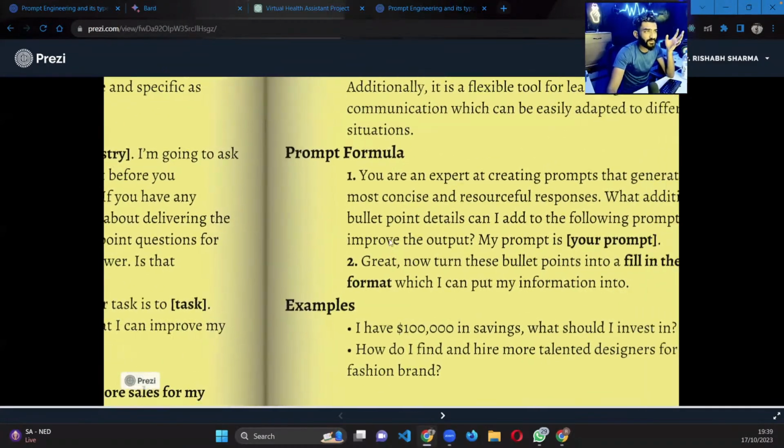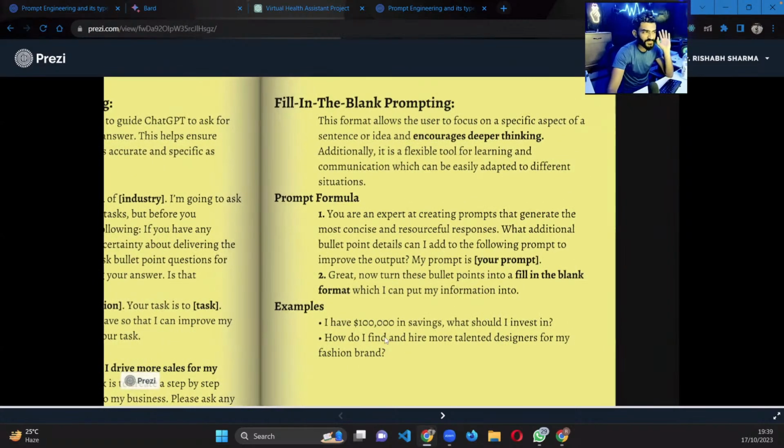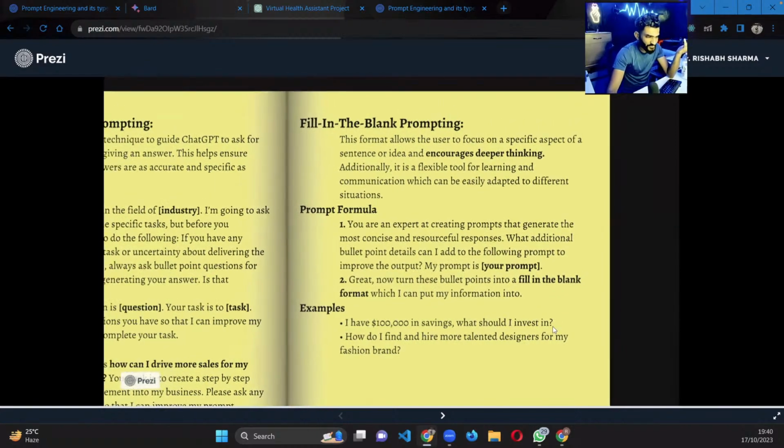So you are an expert at creating prompts that generate the most concise and resourceful responses. Okay, what additional bullet points and details can I add to the prompt? Okay, fine, improvement. My prompt is this. Suppose I have this thing in savings. What should I invest in? Right? What should I invest in?